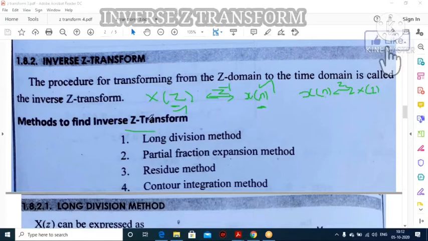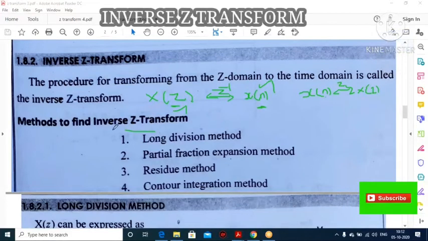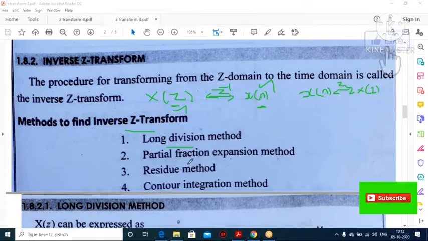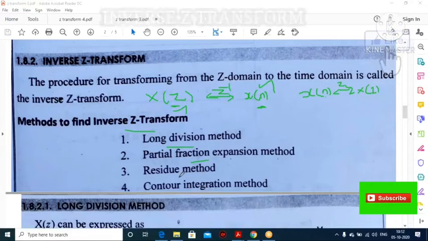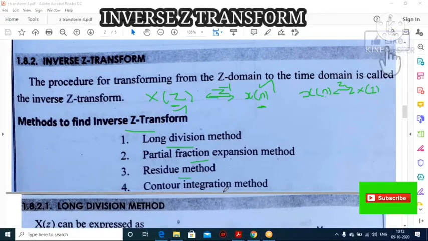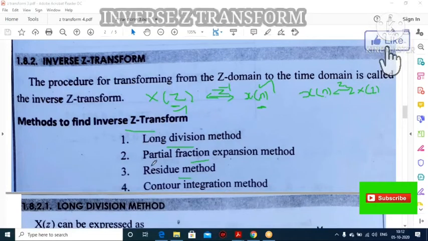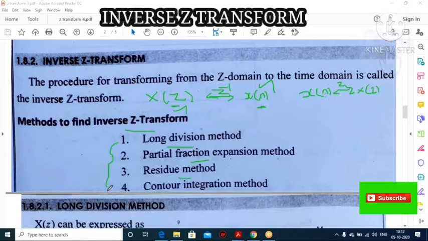So what are the methods used to find the inverse Z transform? First one is long division method. Second one is partial fraction expansion method, that is PFE. Then residue method. Then contour integration method. These are the four different methods used to find the inverse Z transform.